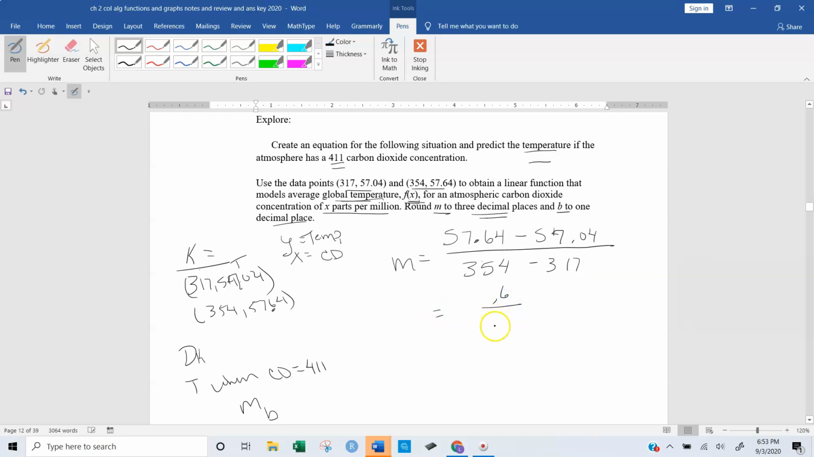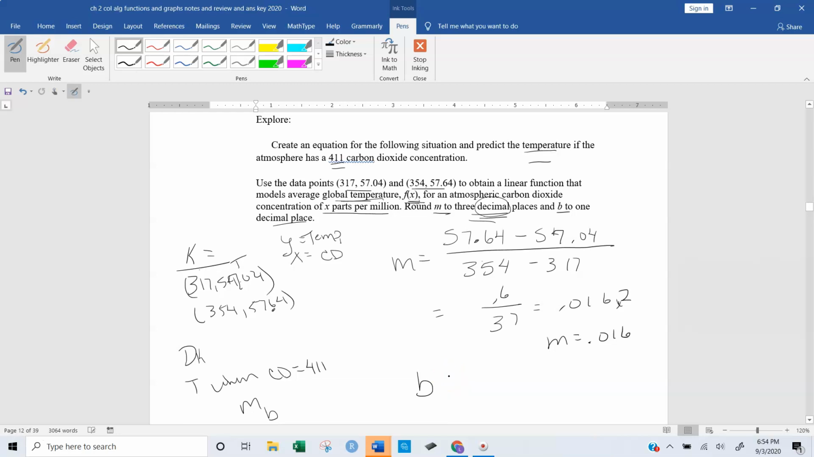And I get 0.6 over 37. Said to round to 3 decimals, so I'm going to type it in my calculator. I get 0.0162, repeating is what happens there. 3 decimals means I have to stop here. So my slope is actually equal to 0.016 after rounding. All right, we did a good job. Now let's do b.